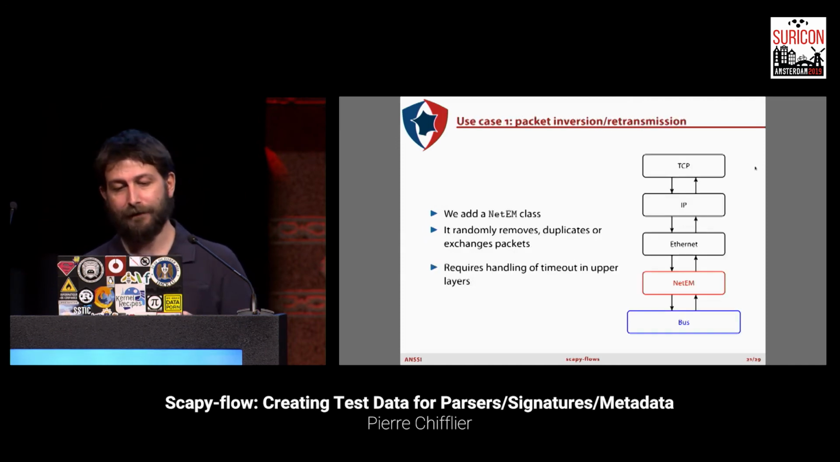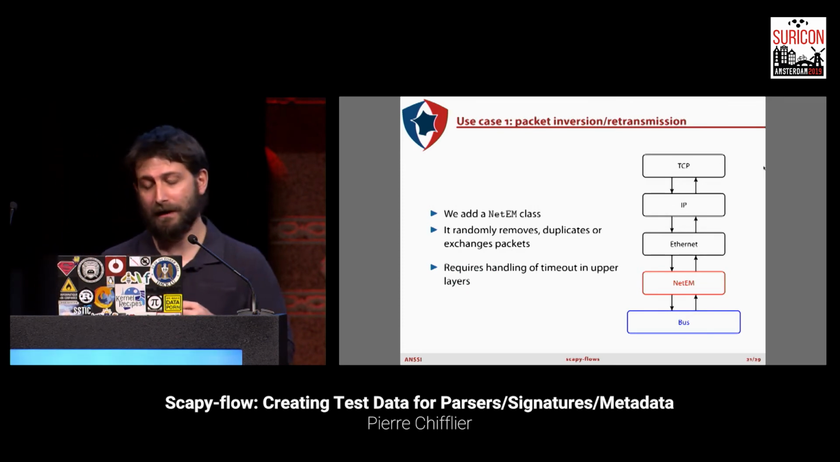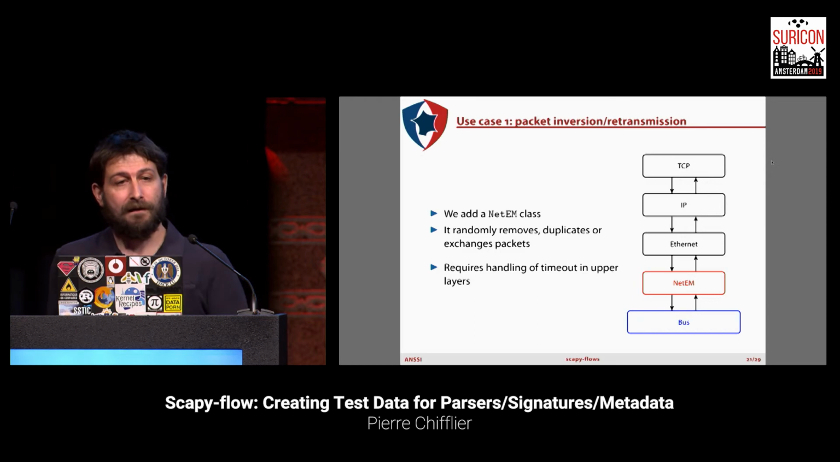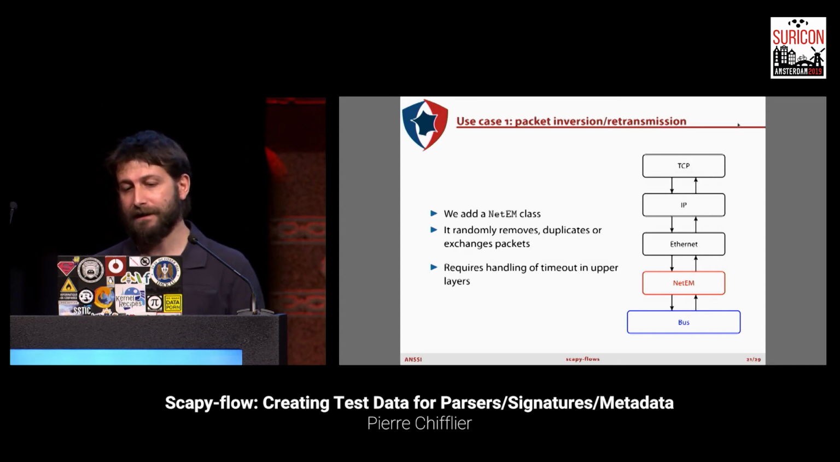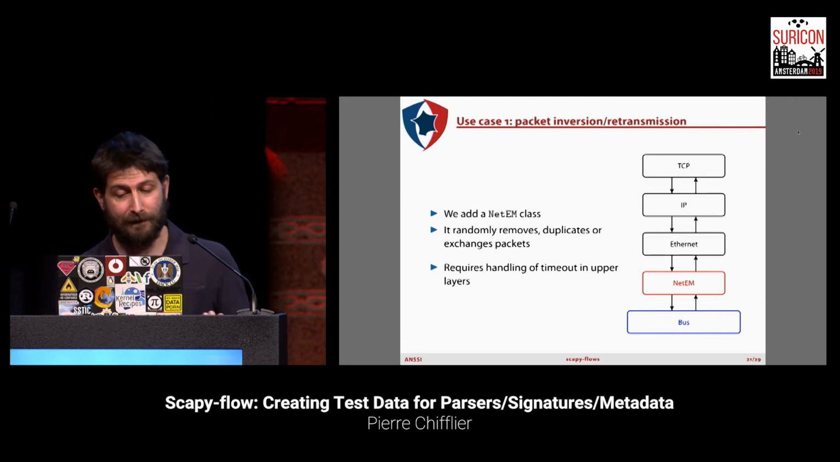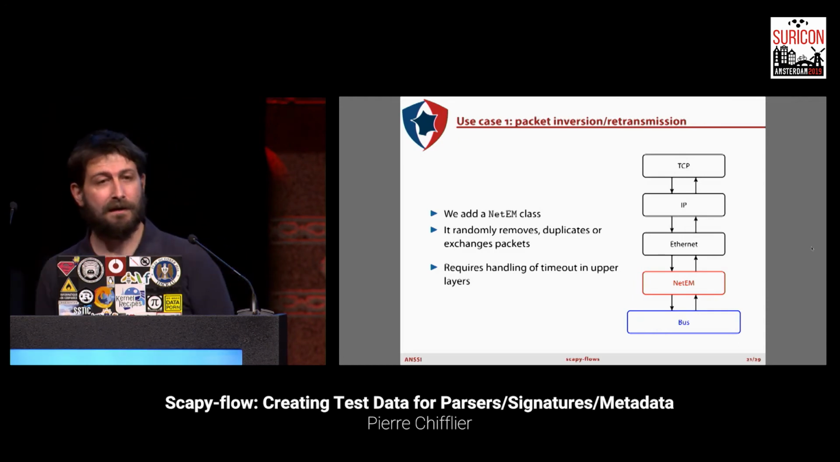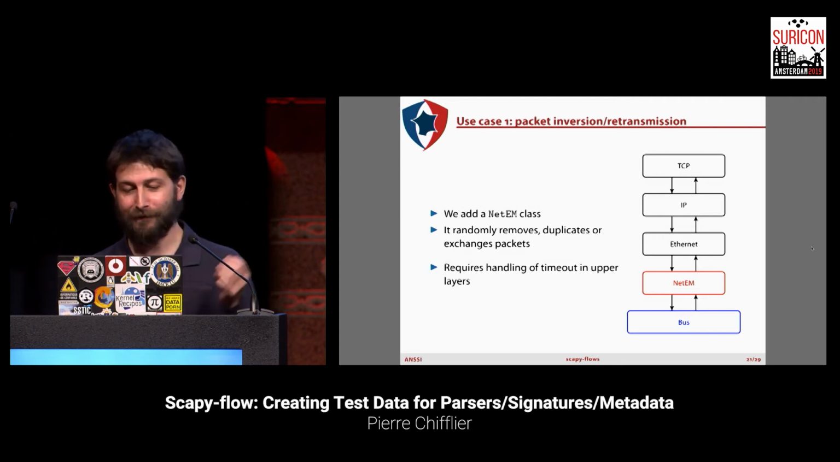So I'll give you a few use cases I had and how I did use Scapy-flow to deal with these use cases. For example, I want to test devices, IDS, whatever implementation. And I want to test, for example, robustness with respect to packet inversion, retransmission, and so on. So how do you do that? You just insert a layer using this slash operator, like I showed, based on the NetEM class, if you know the NetEM module from Linux. It just does random removal, duplication, whatever, of packets.